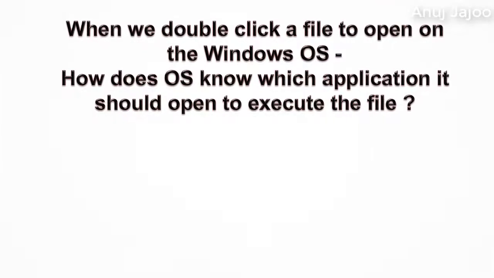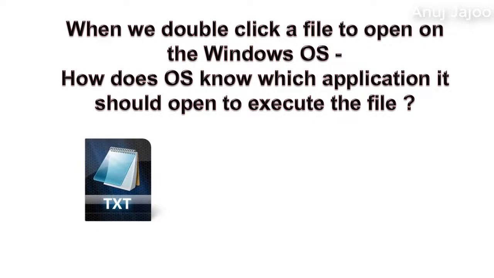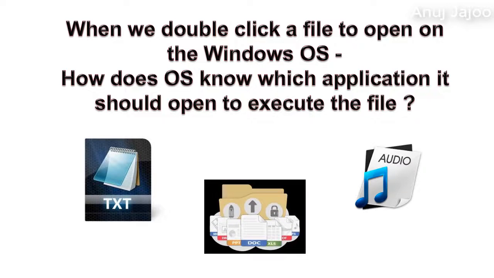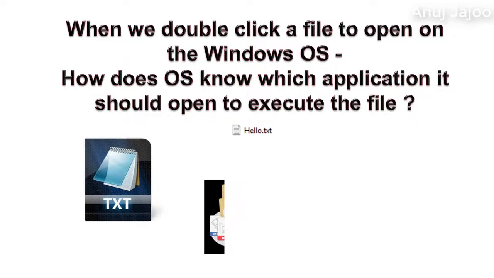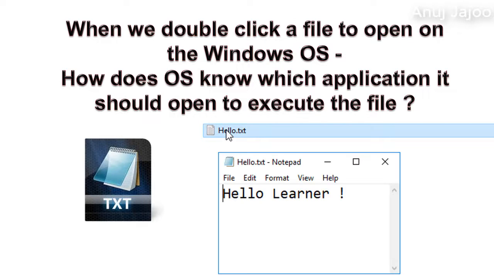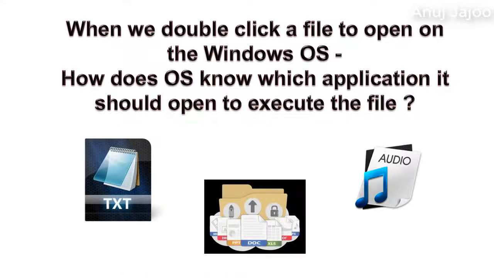Now tell me, when we double click a file to open on the Windows OS, how does the OS know which application it should open to execute the file? For example, when a .txt file is double clicked, then it is opened with the Notepad application. And when a .mp3 file is double clicked, it is opened with an audio player. Find out and post in comments.